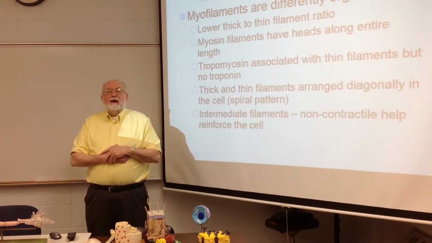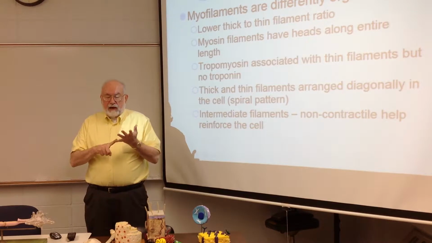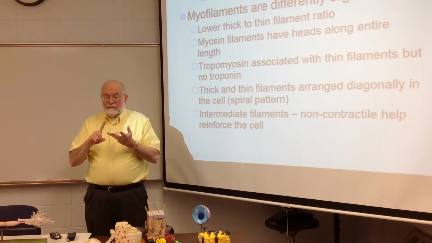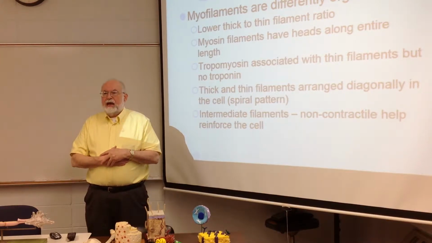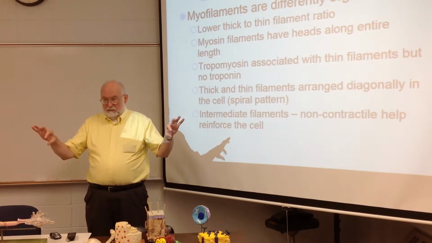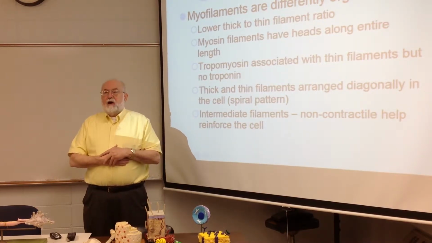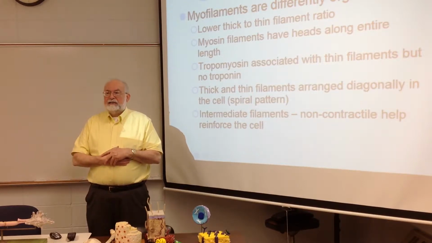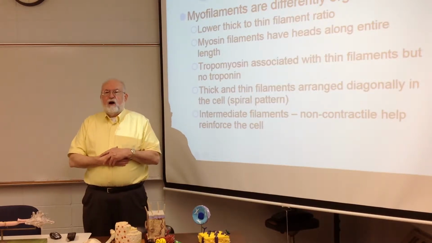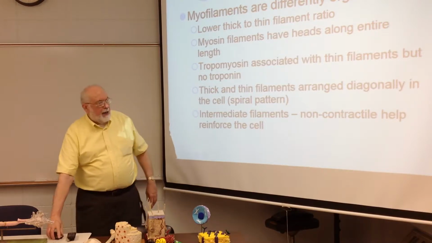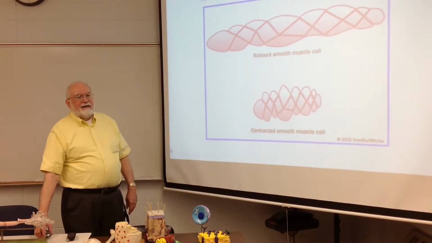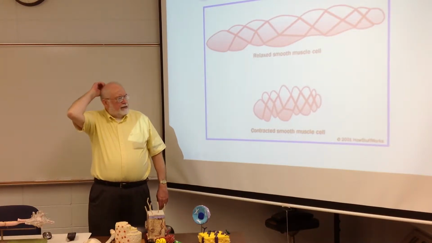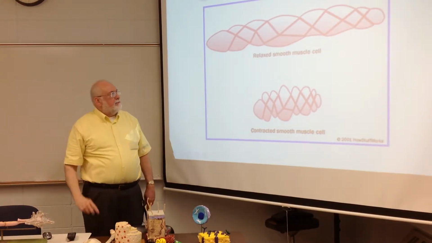Now, in both skeletal muscle and in cardiac muscle, we saw the myofilaments arranged in parallel bundles. Okay? You don't find that here. Instead, the filaments are in a spiral-like pattern, and that comes across, I think, on this next slide. And I got this somewhere else. It's not out of your textbook.